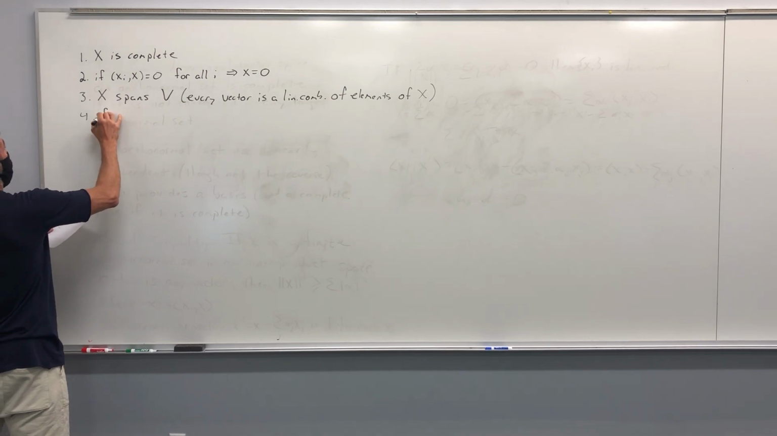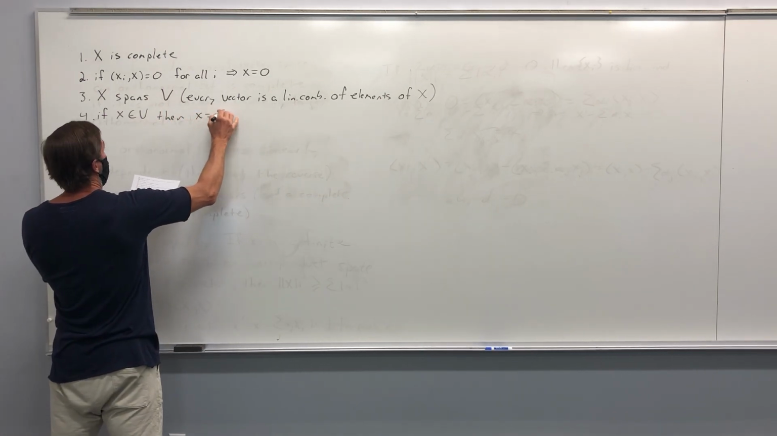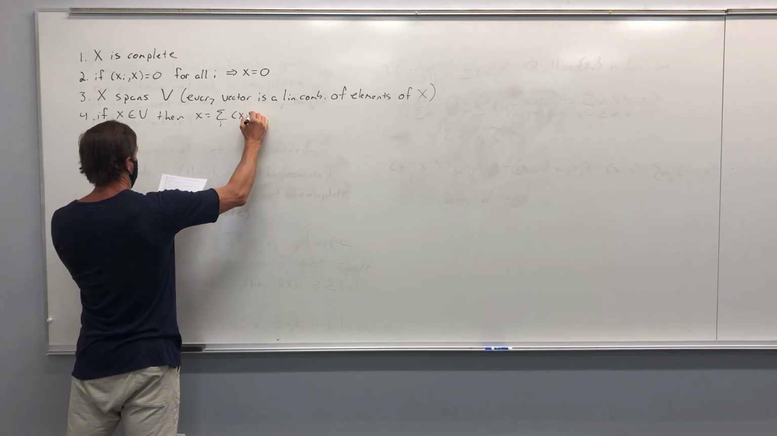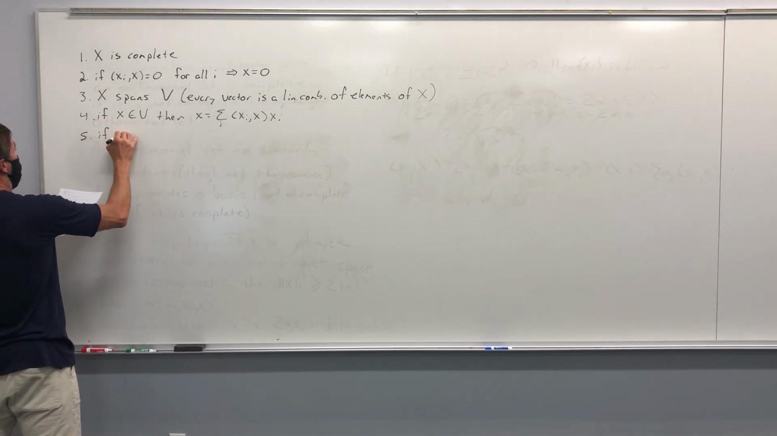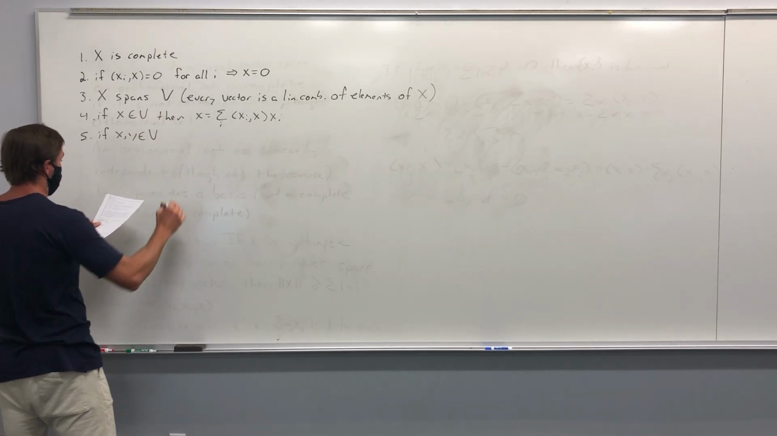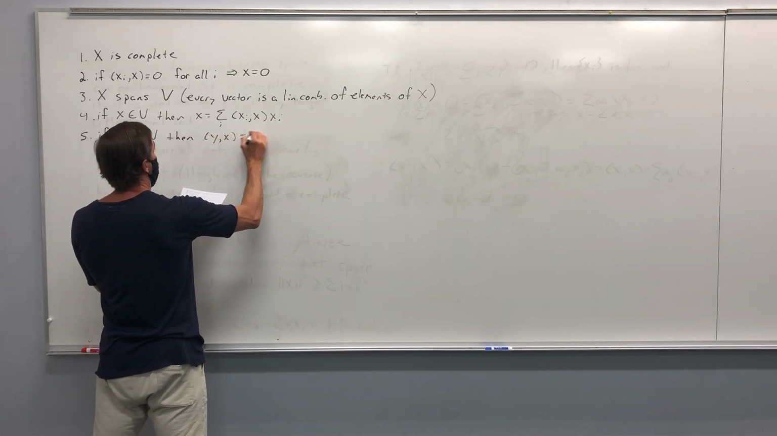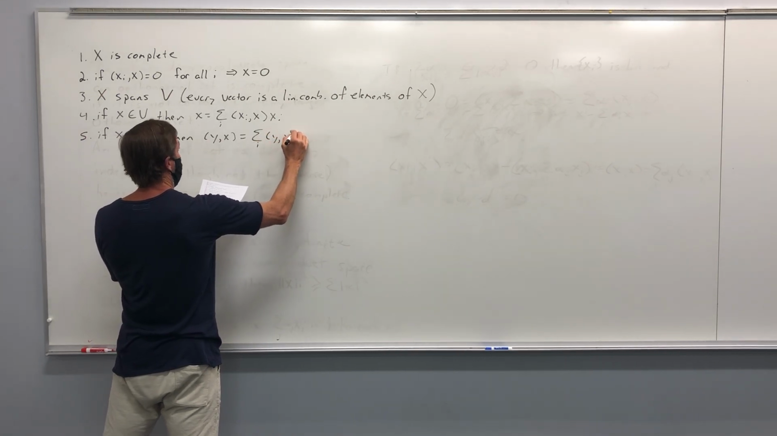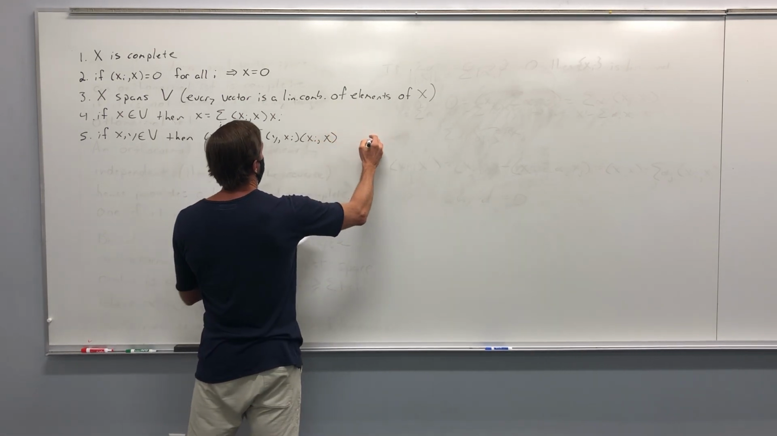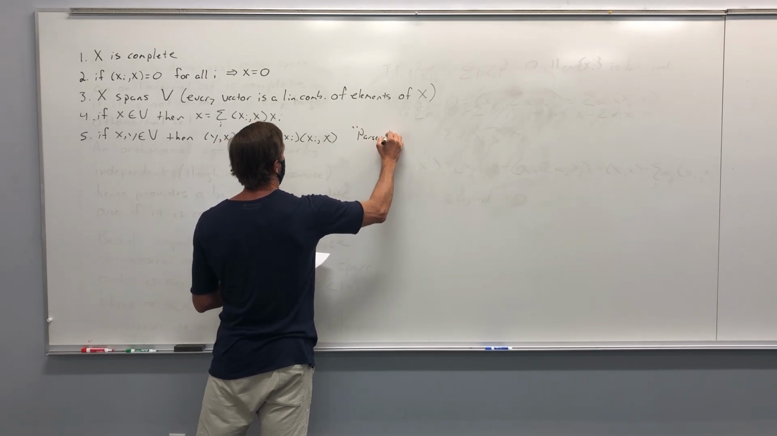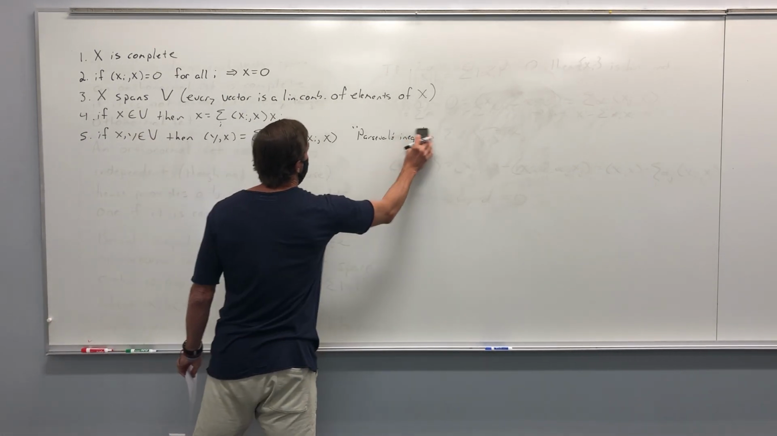4, if x is on the vector space V, then x is the sum over I of the inner product of the bases xi with x times the basis xi, summed over all of the bases. 5, if x, y are both on V, then the inner product of y, x equals the sum over I of y, xi times xi, x, and this is also known as Parseval's inequality. Or sorry, not Parseval's inequality, it's Parseval's equation.